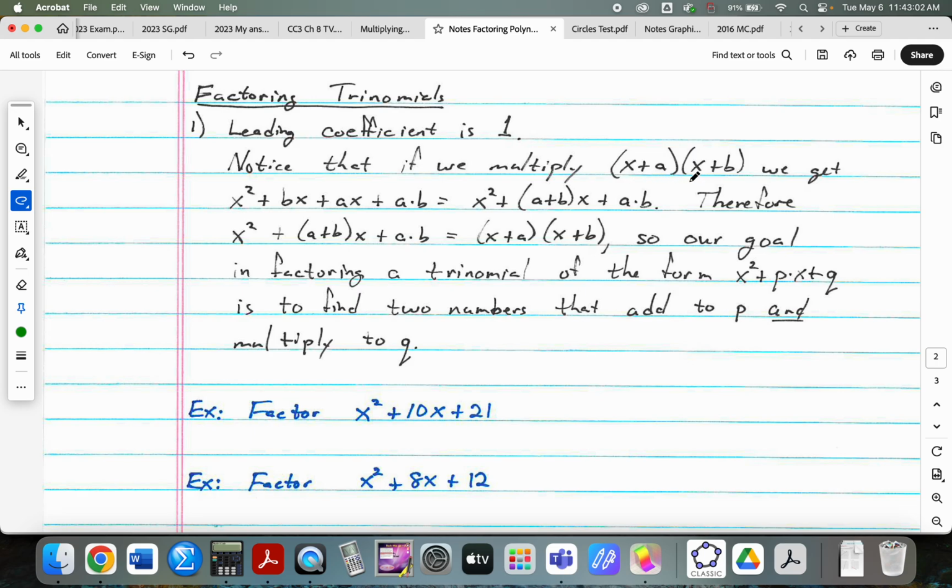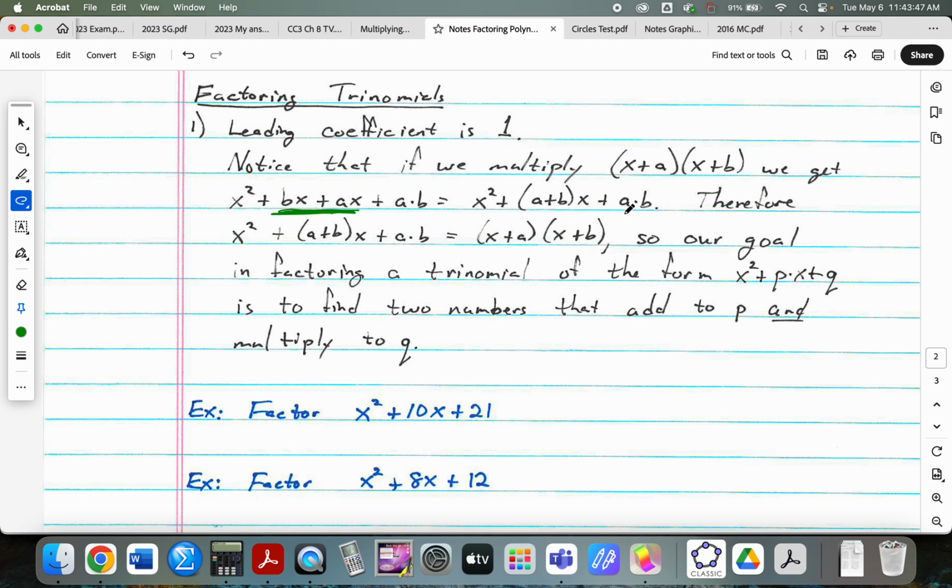If we take x plus a times x plus b, we distribute that out, we get x squared plus bx plus ax plus a times b. Notice both of those have an x in them, right? So if I group those together, I could factor an x out. I'm going to put it in the back because it looks more like what our problems are going to look like. When you do that, you've got x squared plus a times b, a plus b times x plus a times b. So our goal in factoring is going to be to figure out what those numbers are.